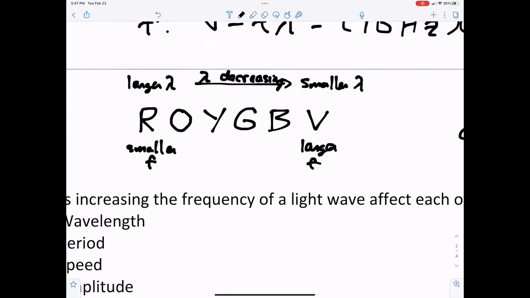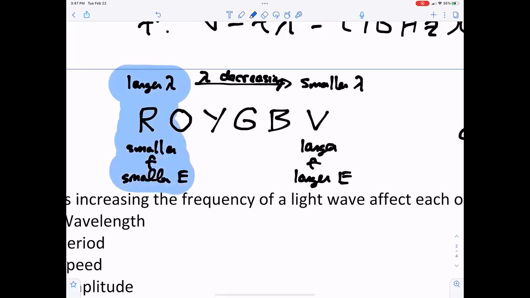Small frequencies correspond to smaller energy, capital E. Larger frequency corresponds to larger energy. Okay, so let's take a look at what we have here. Red corresponds to longer wavelengths, smaller frequencies, smaller energy, or less energy. Violet, the blue-violet side of the color spectrum, corresponds to smaller wavelengths, which represent larger frequencies and larger energy.